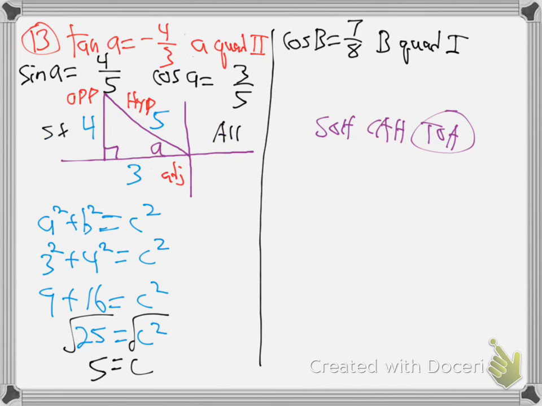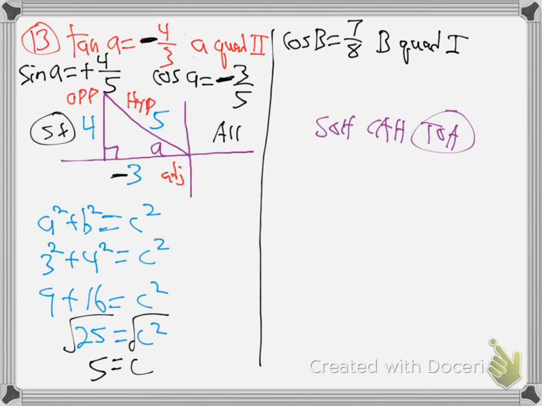All students. So sine is positive in the second quadrant, and its upside down, cosecant, but everything else is negative. So that means tangent's got to be negative, and cosine's got to be negative. Tangent's negative, cosine's negative, sine is positive in the second quadrant. All students take calculus. So cosine and tangent are negative.